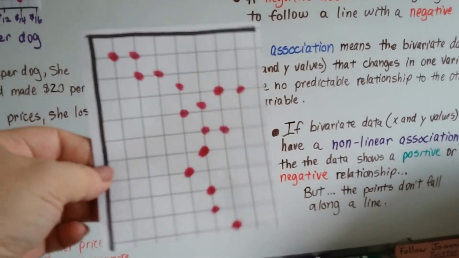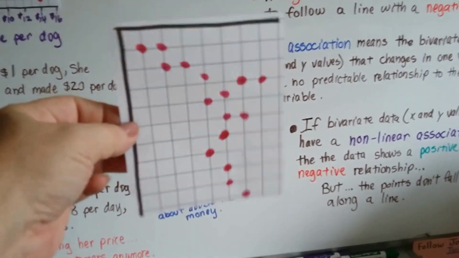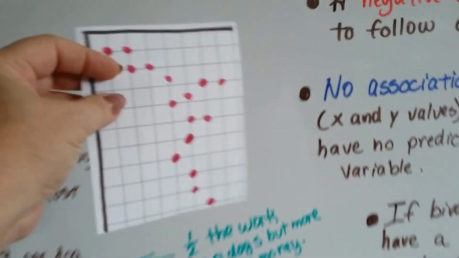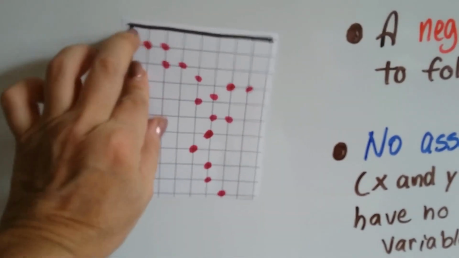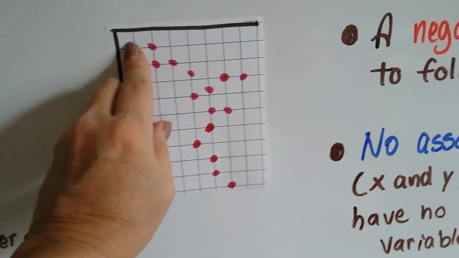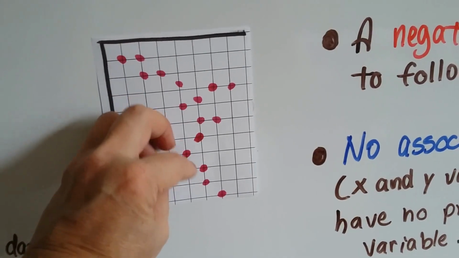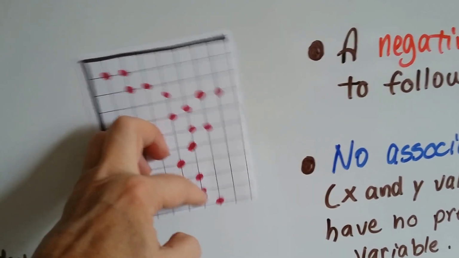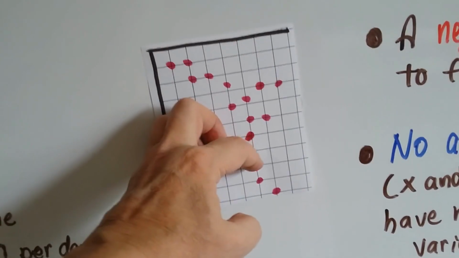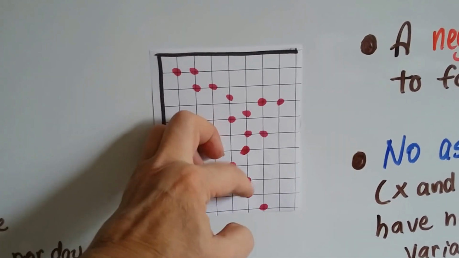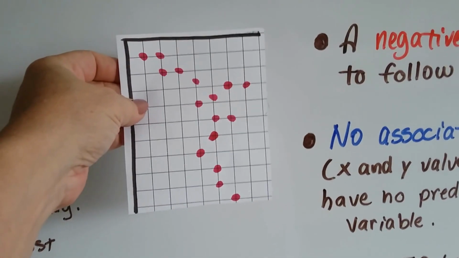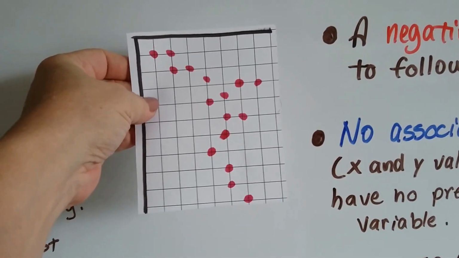Take a look at this one. What if you saw this? You could see that it started up here and it's slowly, slowly falling down. See this? So if the values started up here and then they slowly started falling down like this, they're not making a straight line, see? So even though this has got a negative association because it's coming down, it's not linear. See that? So that's what I'm talking about. It doesn't have to be linear to be negative or positive, okay?